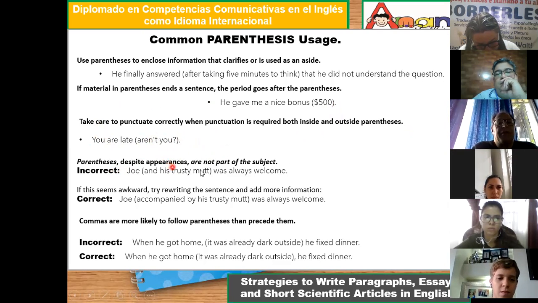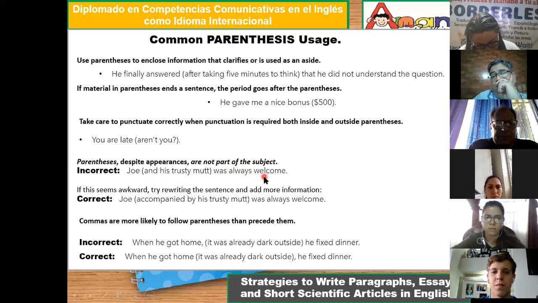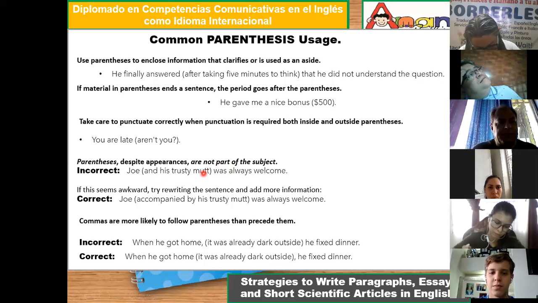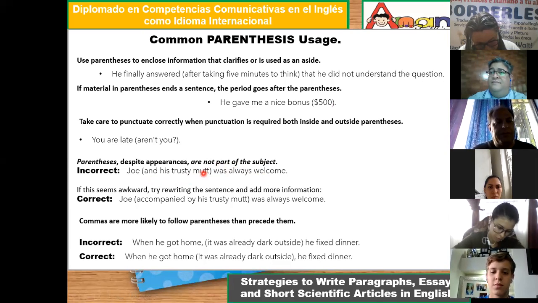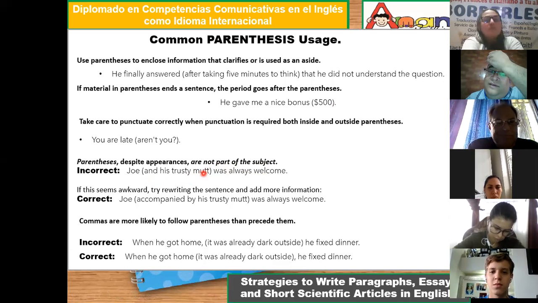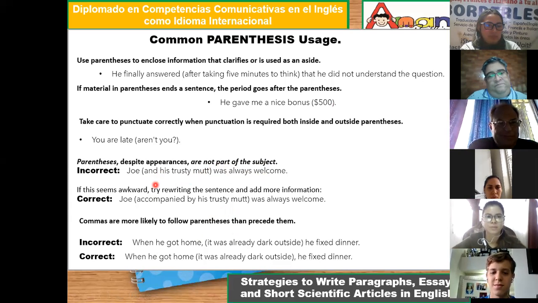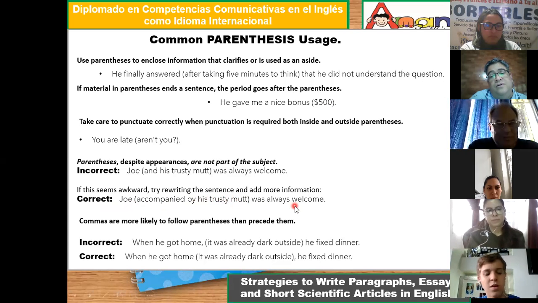Parentheses, despite appearances, are not part of the subject. Joe and his trusty mutt was always welcome. ¿Sí? Mutt quiere decir un perro callejero, una mascota, a su vulpeca o su cacri, también como lo llaman. ¿Saben lo que es vulpeca, no? Yo se lo dije, que es vulgar perro callejero. Esto sería incorrect. Correct sería: Joe, accompanied by his trusty mutt, was always welcome.